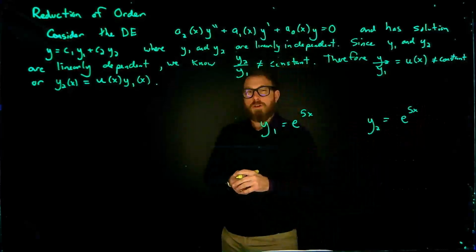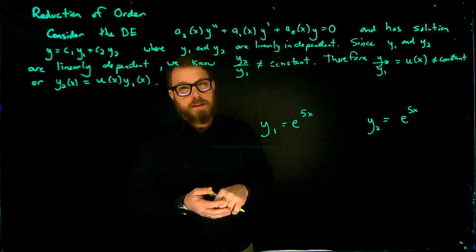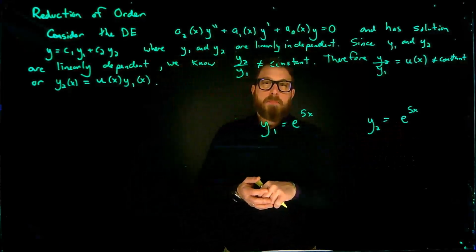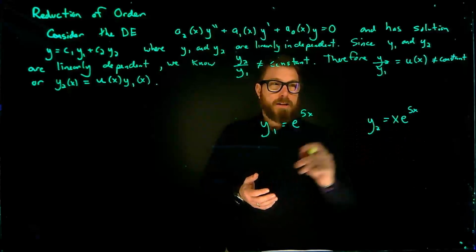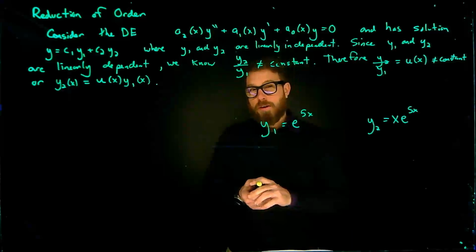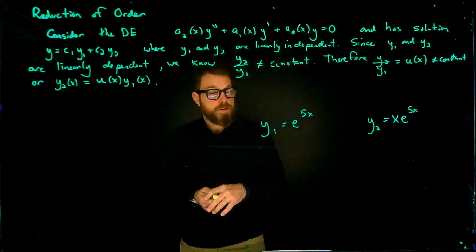Now, I know these things are linearly dependent because I could take the division of these two things and get a constant back. But how we fix this is we just multiply that second solution by a factor of x, and I'm really just verifying why this is true, and we're going to see it with this method.